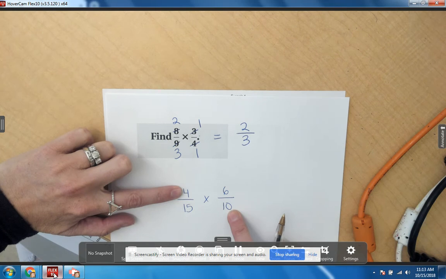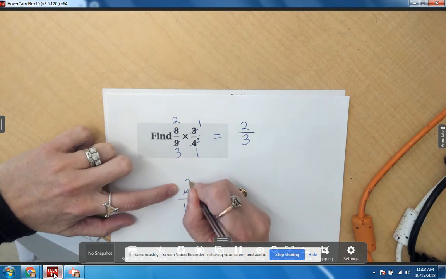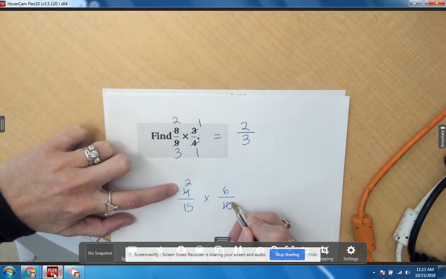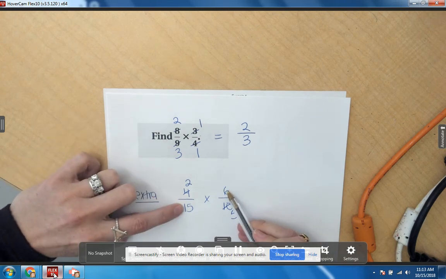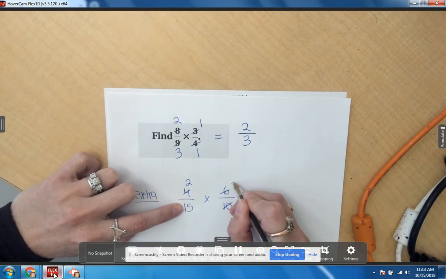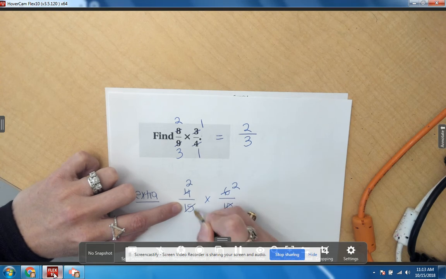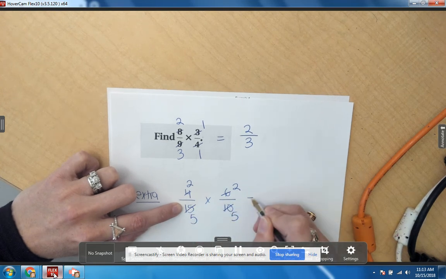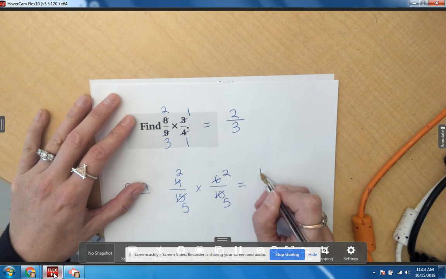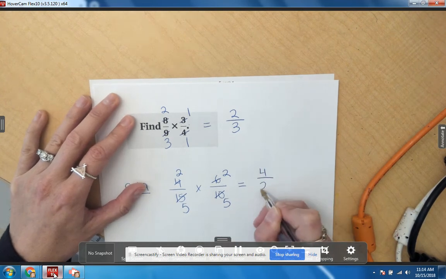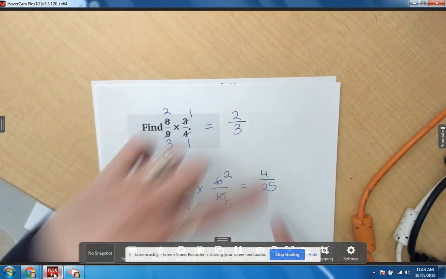I could divide these both by 2. 4 divided by 2 is 2. 10 divided by 2 is 5. Now I have a 6 and a 15. I could divide them both by 3. 6 divided by 3 is 2. 15 divided by 3 is 5. Now I'm going to multiply my new numerators and my new denominators. 2 times 2 is 4. 5 times 5 is 25. My answer is already in simplest form.